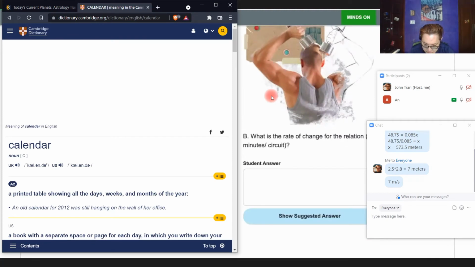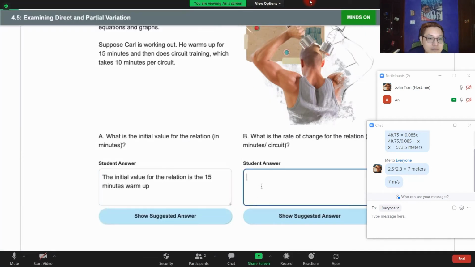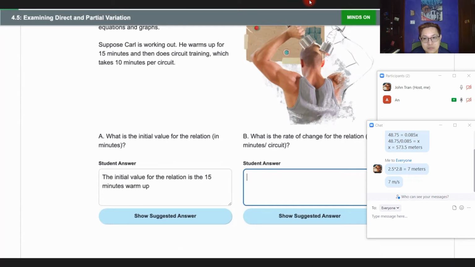The initial value for the relation is 15 minutes. What is the rate of change for Carl's working out relation? He warms up for 15 minutes and then does circuit training.